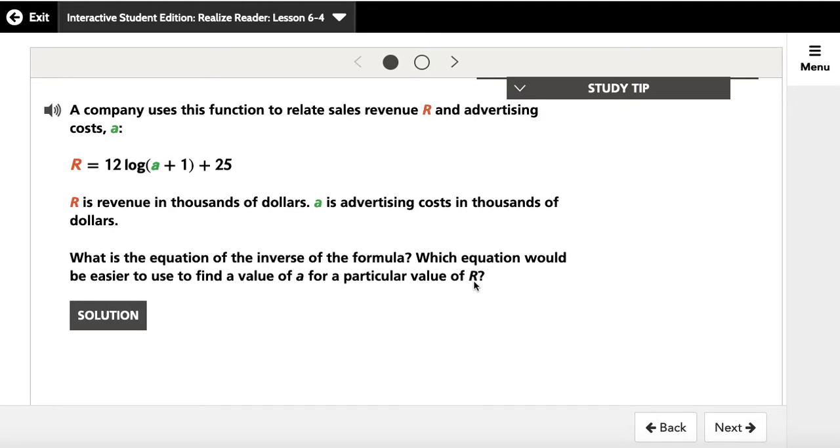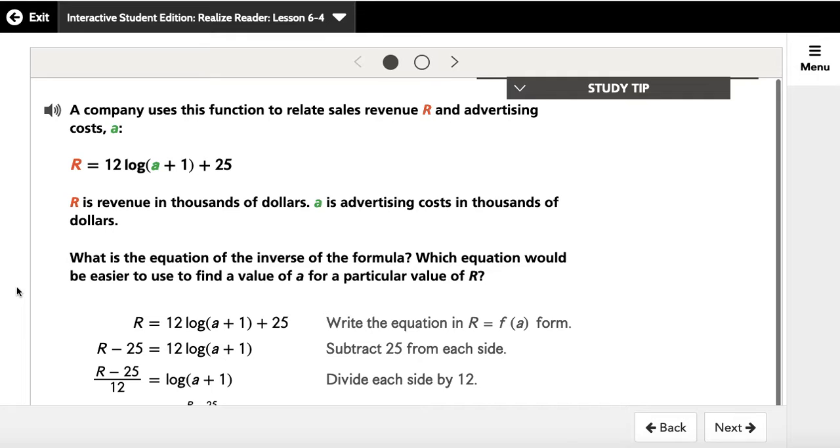Then it says, which equation would be easier to use to find a value of A for a particular value of R? So if they give you a value of R, can you find A? No. So it's going to be the inverse. But let's take a look at it.